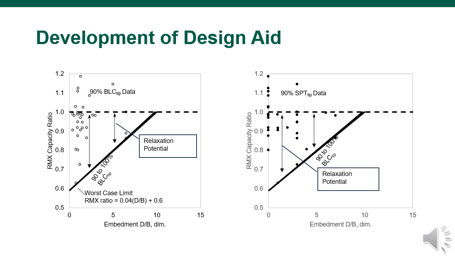So what we decided on is, what's the approximate line for this envelope? And we can get the RMX ratio of the worst case relaxation event. That happened to be 0.4 times the length of the pile divided by the base of the pile, plus 0.6. But this D to B is of the relative embedment. So it's not going to be the total length of the pile, it's going to be the length of the pile that's contributing to embedment. But it has to be 90% of the tip or 100% of the tip.